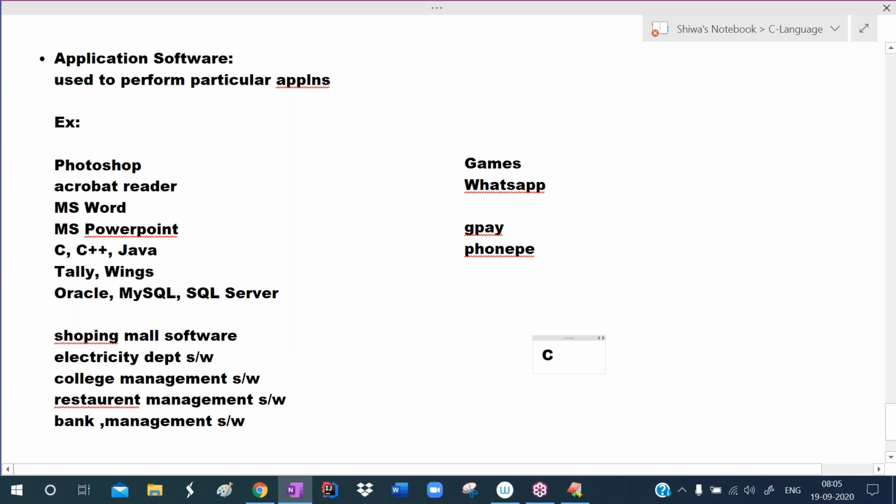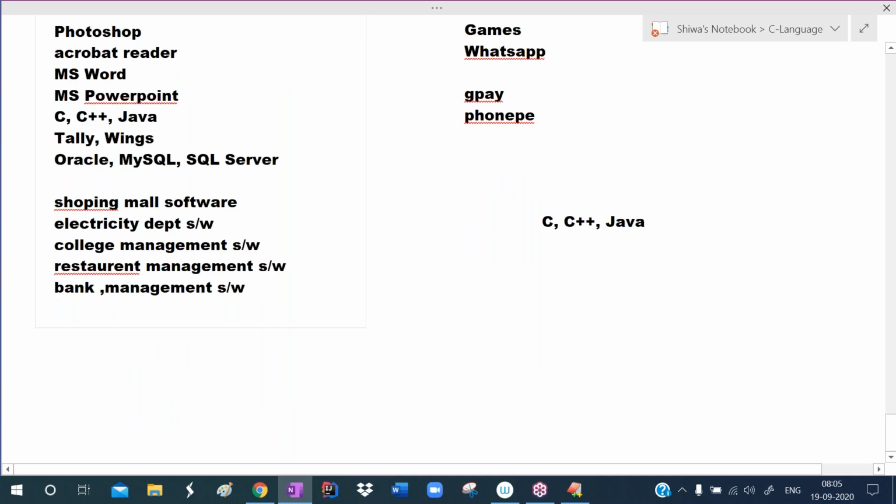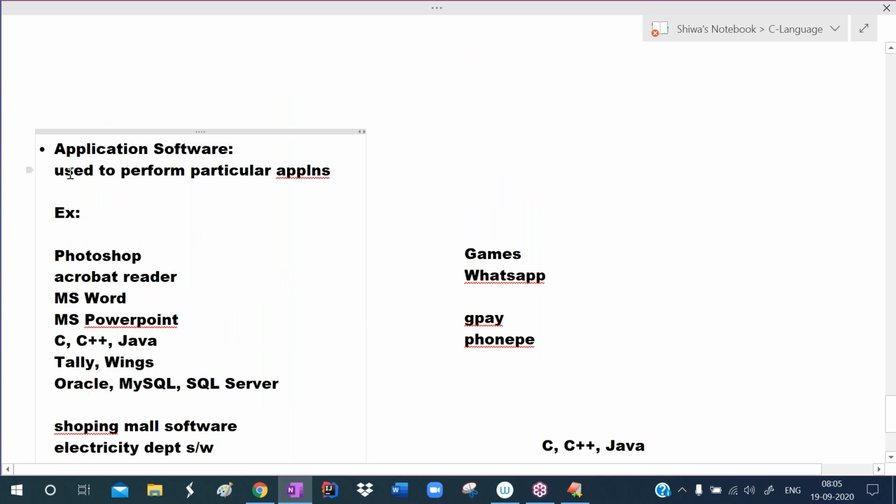To develop this type of shopping mall software, electricity department software, restaurant management software, we are learning languages like C language, C++ language, Java language. Why are we learning all this? To develop this type of application softwares only. So all these are examples of application softwares. Using one software, we perform particular applications. Such type of softwares are called application softwares.